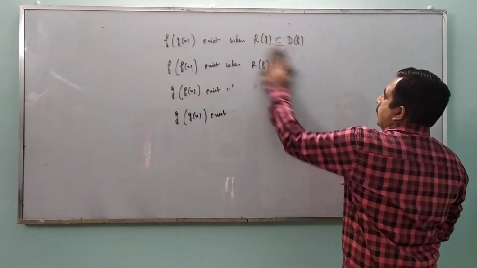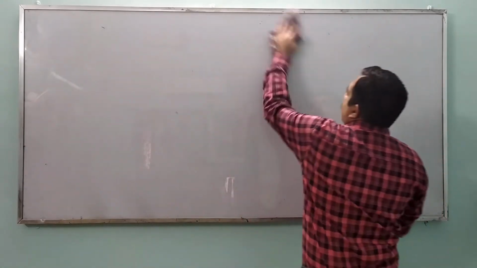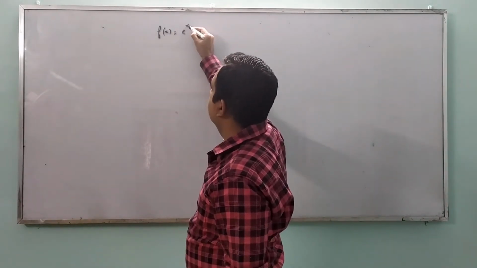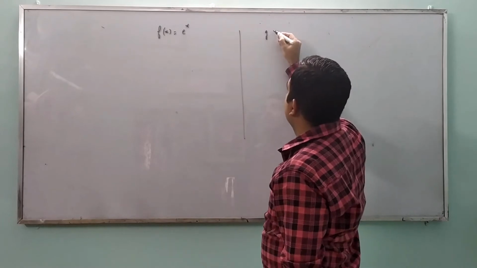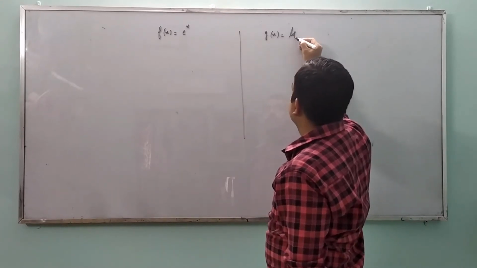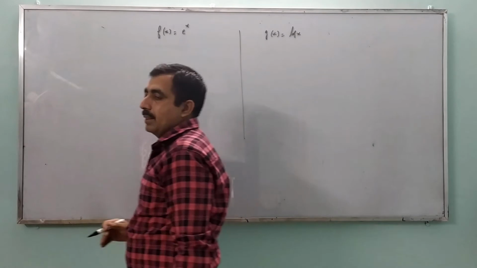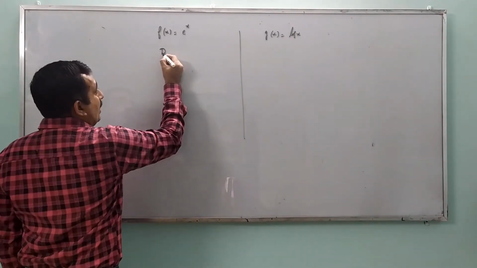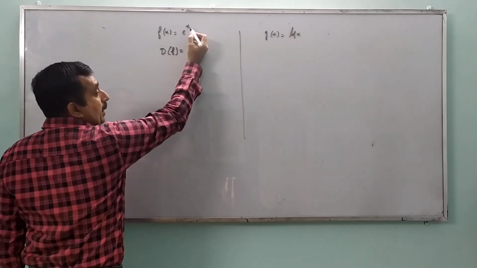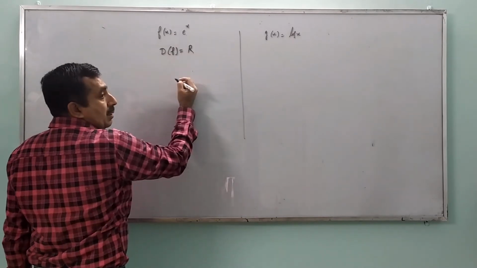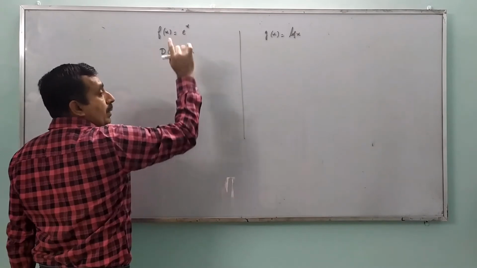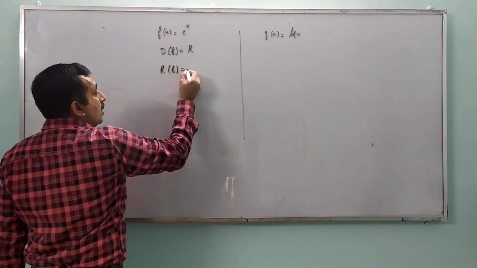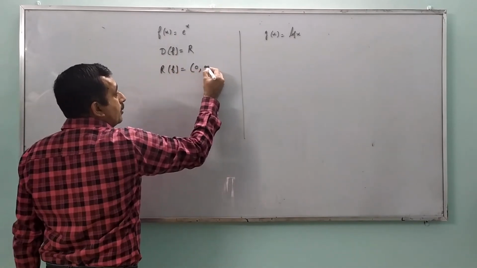Let us take one example. Suppose f(x) equals e to the power x and g(x) equals log x. If I ask what is the domain of f, its domain is R. It exists for all values of x. And if I ask what is the range of this function, the range is 0 to infinity.